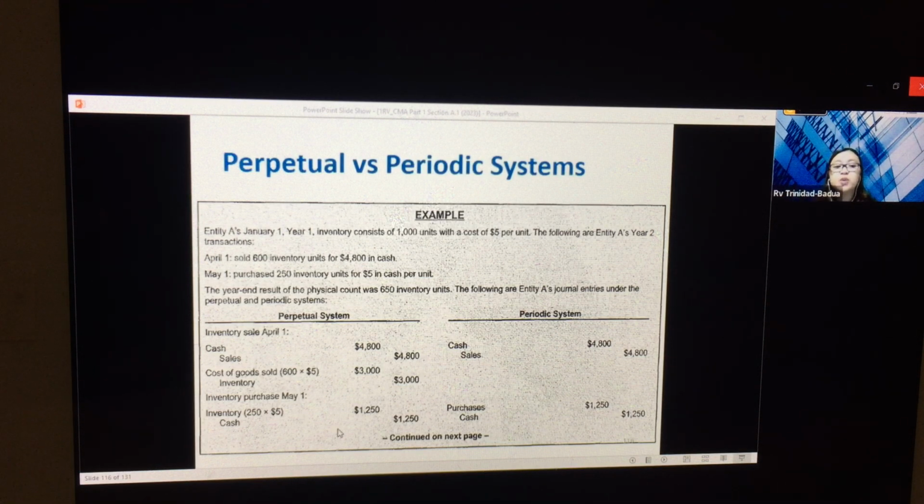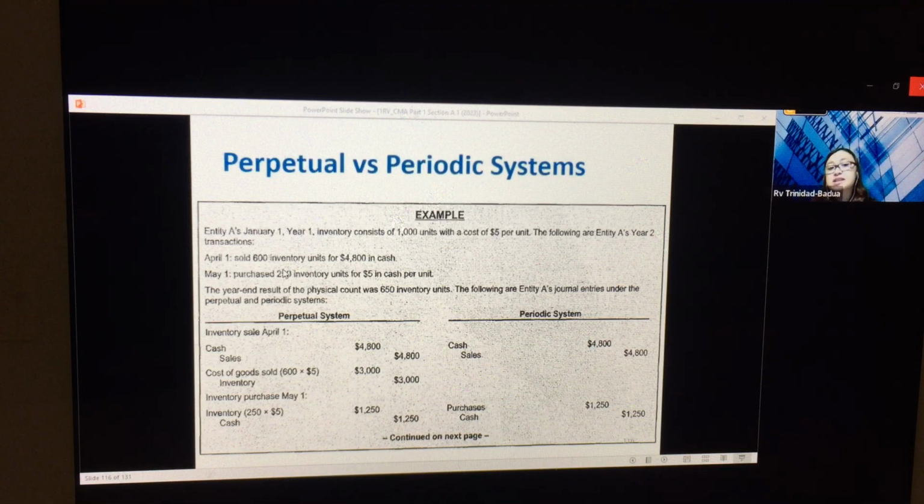On the left side, you're going to see that for the transaction on April 1, you sold, so you supposedly receive cash. So you have cash of 4,800, the same price, and the credit to sales of 4,800. Let's not forget to remove our cost of goods sold. It says that the cost per unit of the inventory is 5 pesos per unit.